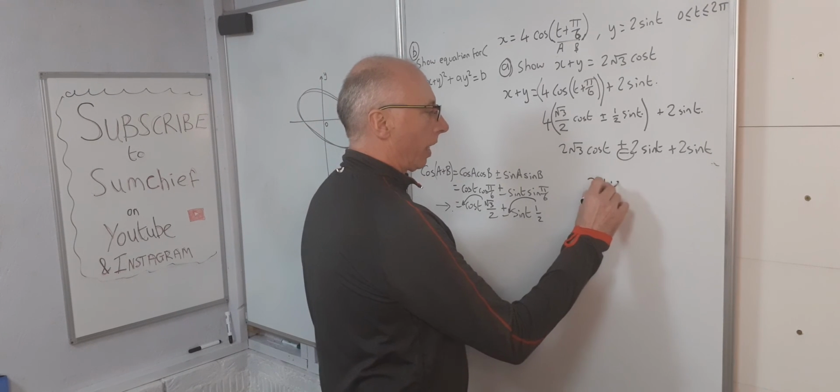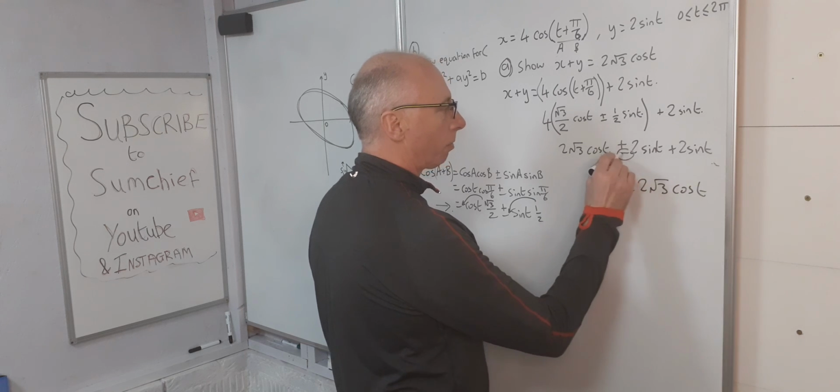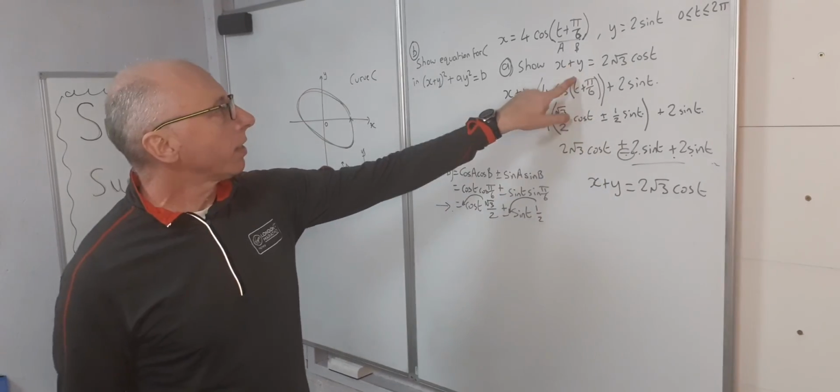Thus we've shown that x plus y equals 2 root 3 cosine t. So minus 2 sine t plus 2 sine t, they disappear. So that's it, that's that bit done.